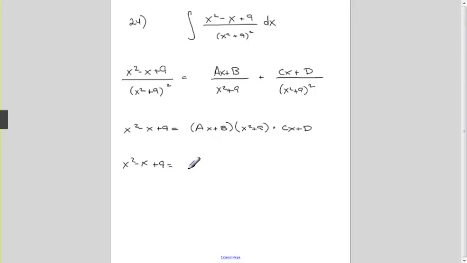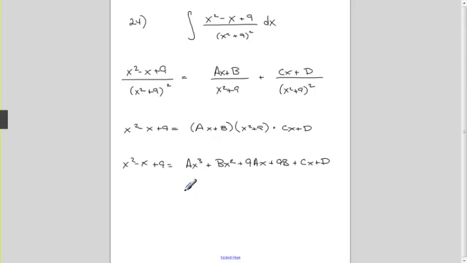So we use FOIL on this particular product, and so we'll have ax cubed. So that's that. And then inner will be b times x squared. Outer will be 9ax, so this times that, and then last will be b times 9, so 9b. So this is that multiplied out, we get 4 terms. And then we have the 2 terms remaining over from the repeated quadratic factor.